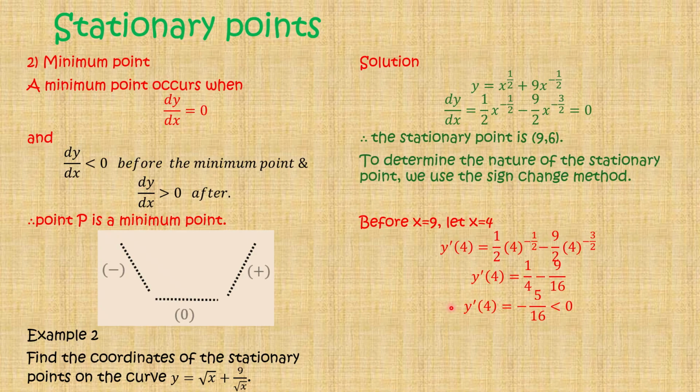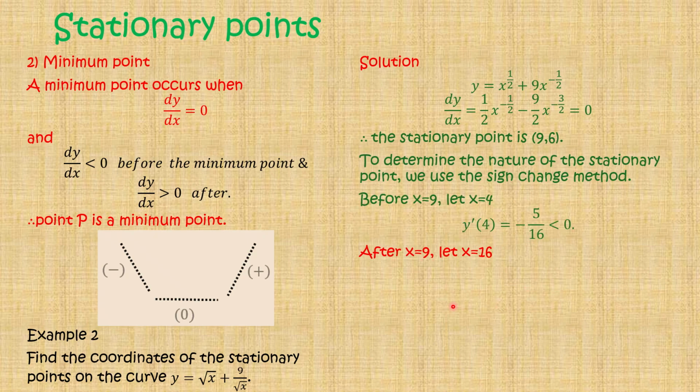And we know that this value is less than 0. So that is before the point. Then we get another point that is after the point that we obtained, the x-coordinate of the point, which is the stationary point to be precise. So that we are going to let x be, for instance, 16. So when we do that, we substitute that x into y prime of 16.